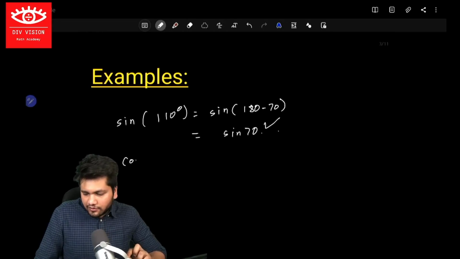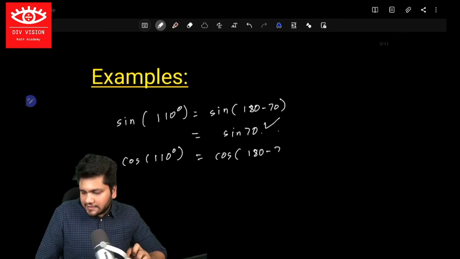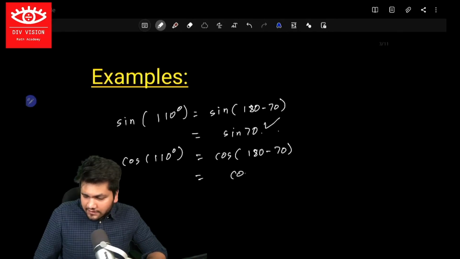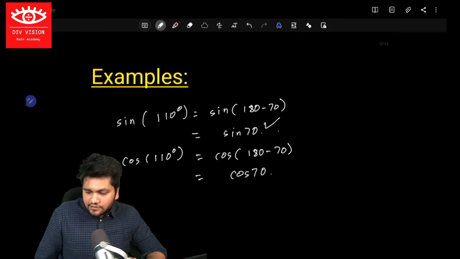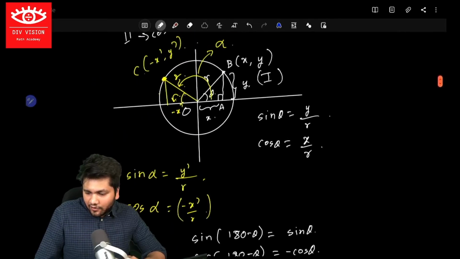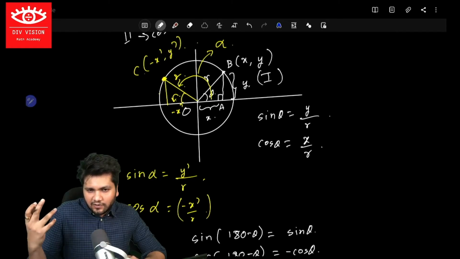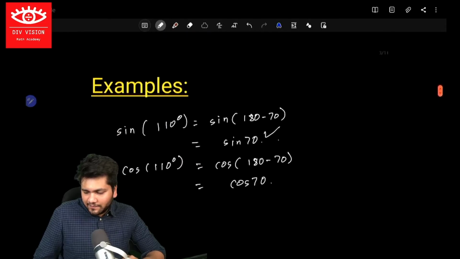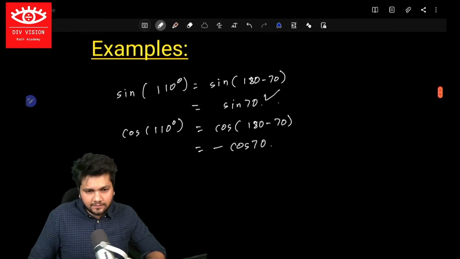But if you talk about cos of 110 degrees on the same side, this is going to be cos of 180 minus 70. Now cos of 180 minus 70 is going to be cos 70, but is it positive or negative? As you can see, cos is basically a ratio with respect to the x coordinate, and in the second quadrant x is negative, that's why it's going to be minus cos 70.